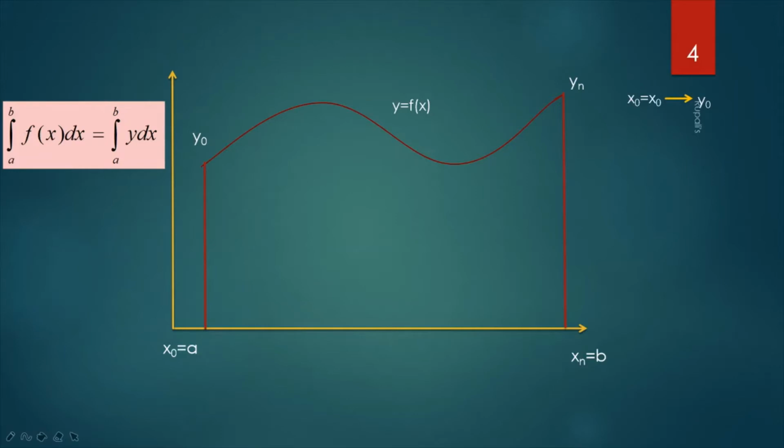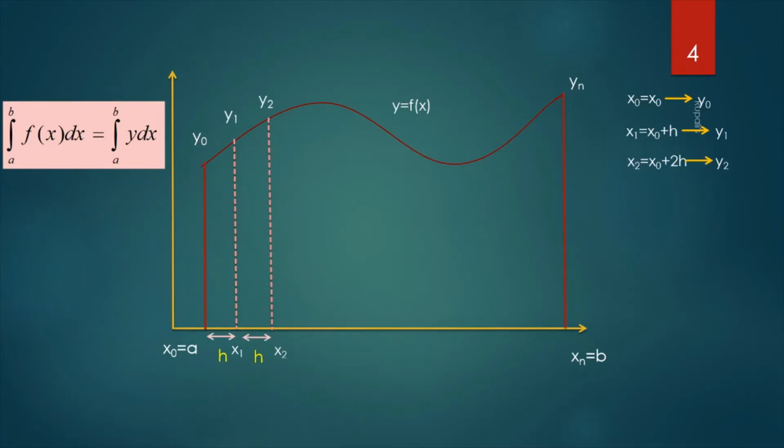Now, I want to divide this area into equal parts of width h. So, what is the value of x1? x1 is x0 plus h. Then the value of y equals y1. In the same way, what is the value of x2? x2 equals x0 plus 2h and the corresponding value of y equals y2. In the same way, we can get the remaining pieces.